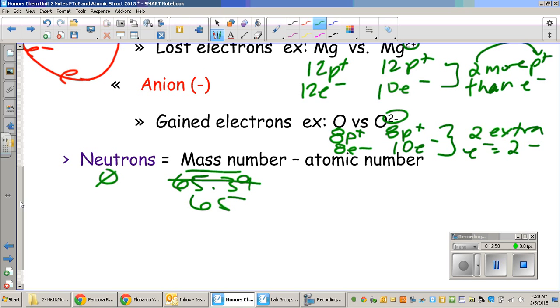What was the atomic number of zinc again? 30. So how many neutrons does it have? 35 neutrons. And that's just showing you that you can do the math, or you can actually be given the number of neutrons and go back and find the mass. So you can go both ways here.